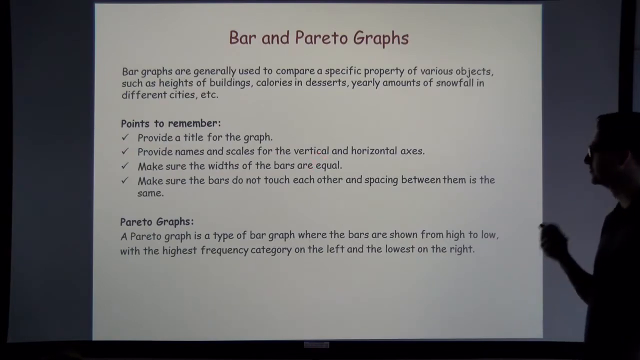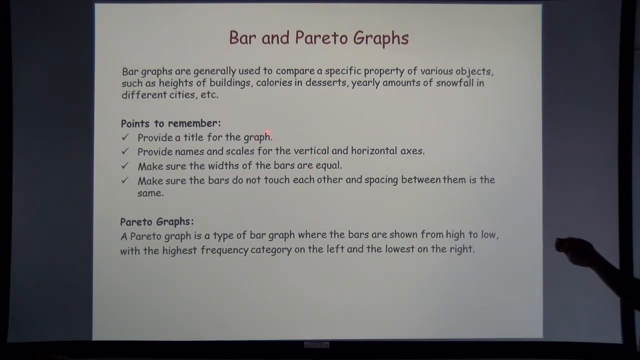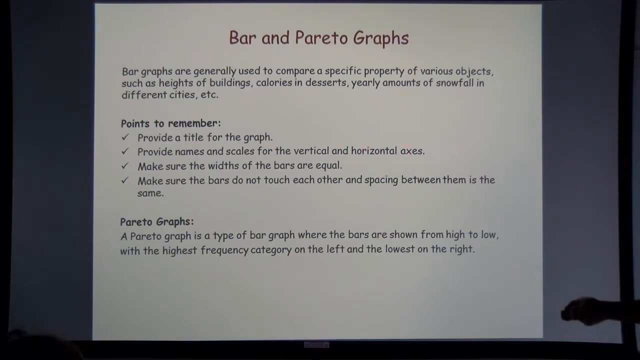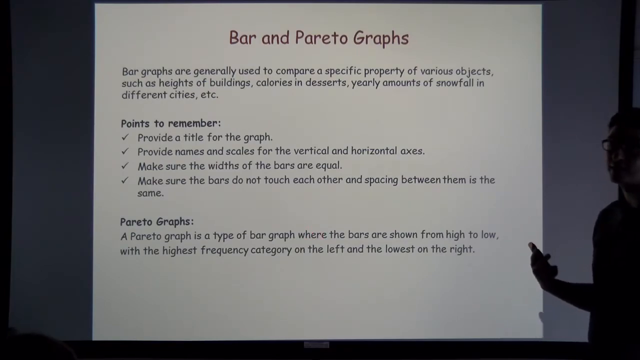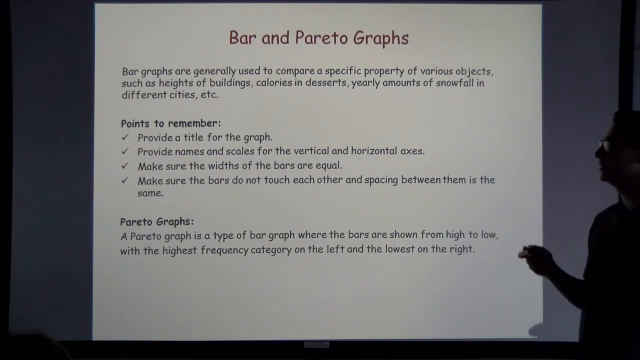So the points to remember. Whenever you're making any sort of graph, you need to have a title. You need to have a title. The second thing, provide names and scales for the vertical and horizontal axes. So don't just put numbers on your x-axis and your y-axis, make sure those are labeled as well, whether it be time, people, months, whatever it is.